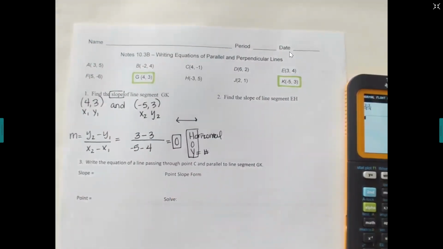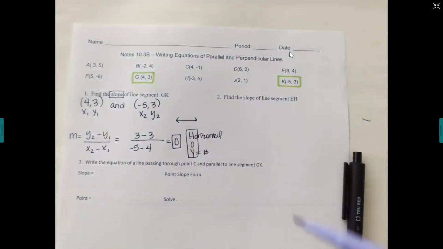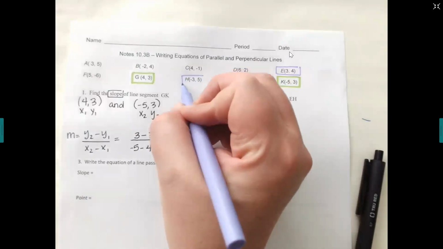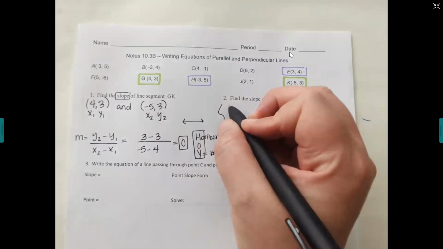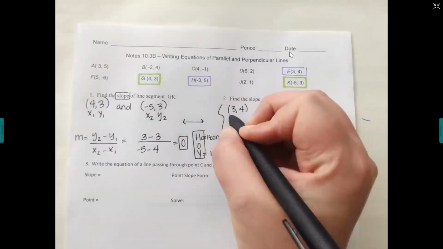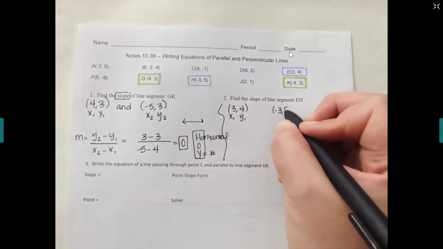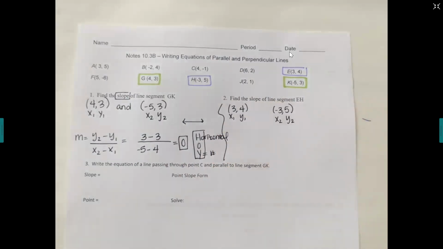Okay, so take a look at number 2. Number 2 says that we want to find the slope of the line segment EH. So then I'm going to choose my points E and H. E is here. H is here. So the first thing I'm going to do is label them. (3, 4) is going to be x1, y1. And (-3, 5) is going to be x2, y2.